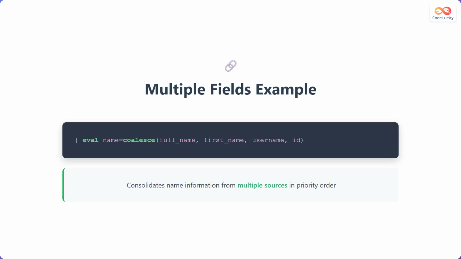Coalesce really shines when working with multiple fields. Here we're consolidating name information from 4 different sources: full name, first name, username, and ID. The command checks these fields in priority order and uses the first non-null value it finds. This is particularly useful when dealing with user data from different systems that store names in various formats.